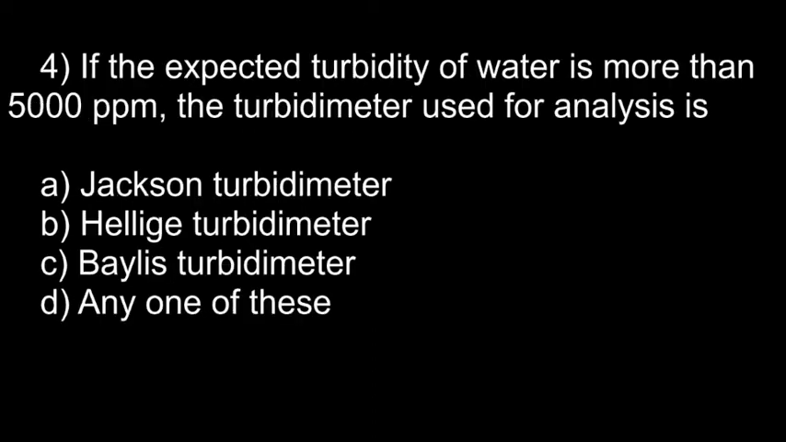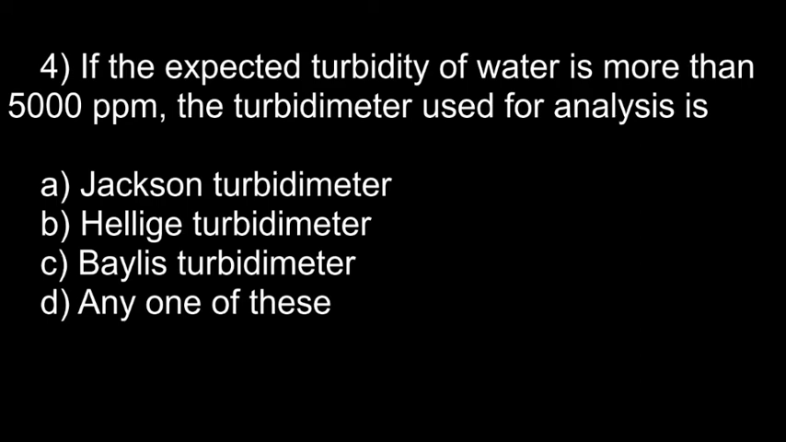Next question, fourth question. If the expected turbidity of water is more than 5000 parts per billion, the turbidimeter used for analysis is option A, Jackson turbidimeter. Option B, Hellige turbidimeter. Option C, Bailey's turbidimeter. And option D, any one of these.